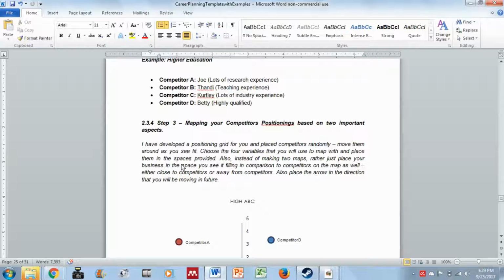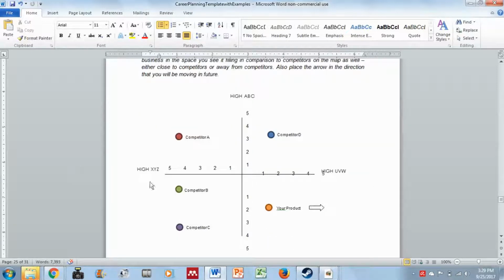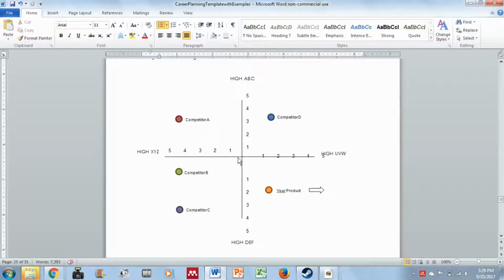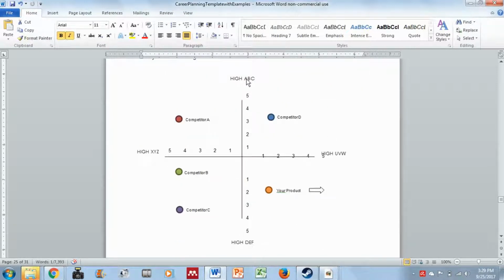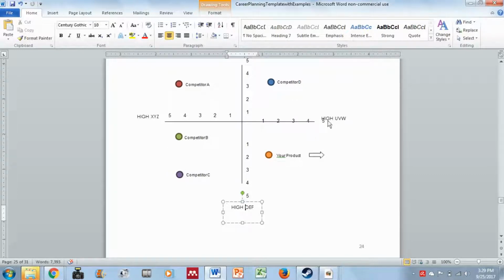Either close to competitors or away from competitors. You don't have to be away from competitors. You can position yourself close to other competitors. That's fine. And then with an arrow, you indicate where you're going to be moving, which direction you're moving towards. Okay, so we're going to use 4, not just 2 important variables. We're going to use 4. One variable, another variable, another variable, another variable.